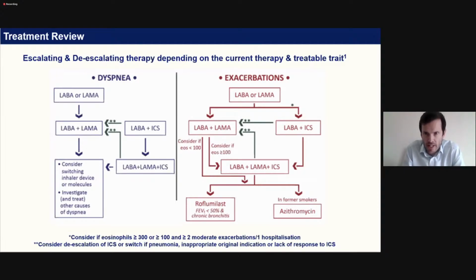And this figure also shows how a step up in treatment to triple therapy, which is a combination of LABA, LAMA, and ICS, can occur. There are various approaches to this, but specifically, severely dyspneic patients on LABA-ICS therapy, or patients experiencing exacerbations despite LABA-LAMA or LABA-ICS therapy, should be considered for fixed dose triple therapy.